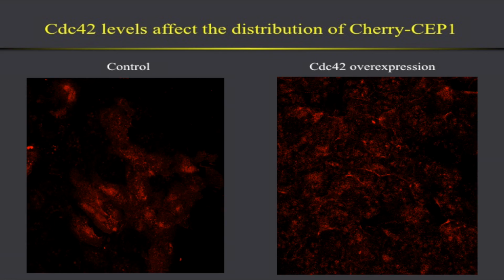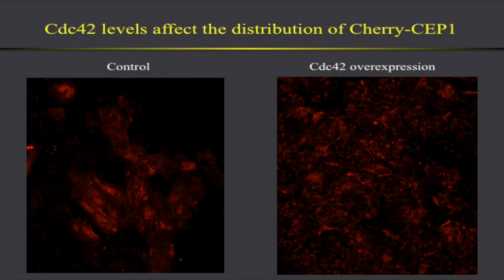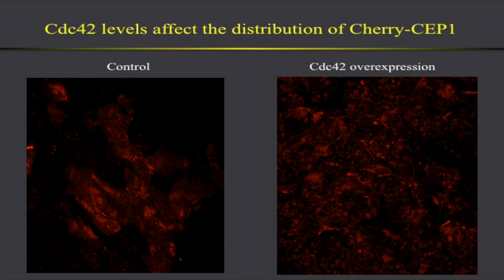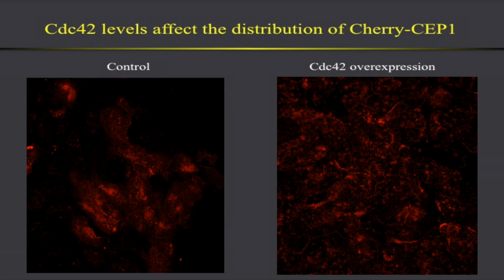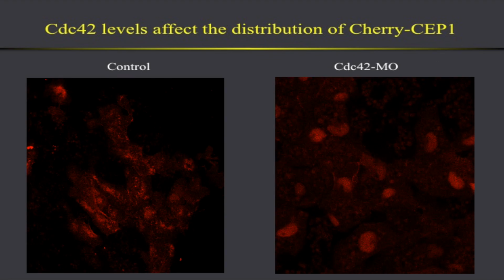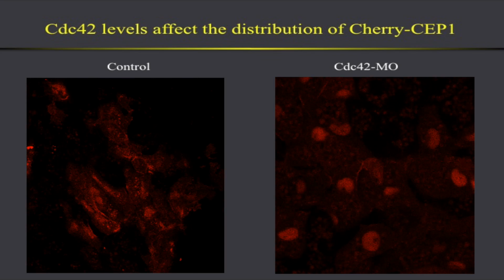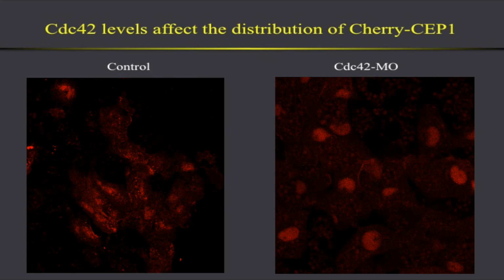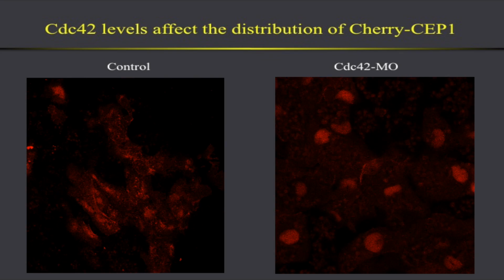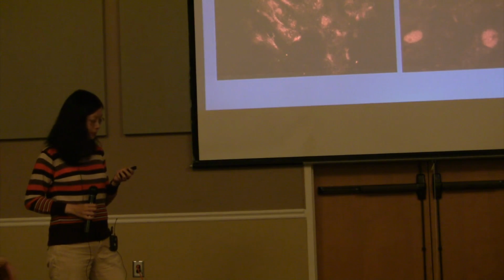And this is the red channel alone. When you ignore the autofluorescence, the background dots, you can see that CEP1 now is highly expressed in the cell membranes. And in contrast, when Cdc42 is reduced, you can see that now CEP1 is somehow recruited back to the nucleus. So I don't really know what CEP1's role is in the nucleus, but it's less likely that it's playing a role in cell behaviors when it's in the nucleus.